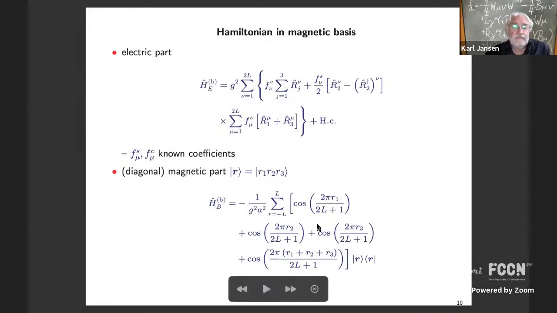So this is the Hamiltonian then written down. This is the electric part. It looks complicated, but it's implementable. And I will show you on the next slide how this can be implemented. We have these coefficients that we know, and we have this diagonal part of the magnetic Hamiltonian. So this bold R has the 3 components of the 3 plaquettes, but it is diagonal. So we have R1, R2, R3 times R1, R2, R3. And these are the cosines that come from the plaquette operator, just from the Fourier transformation.